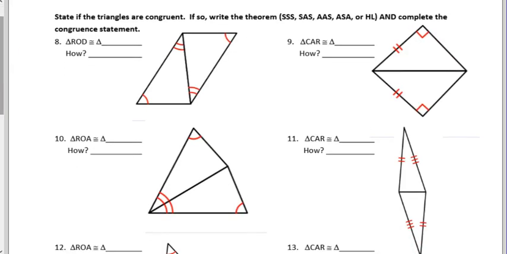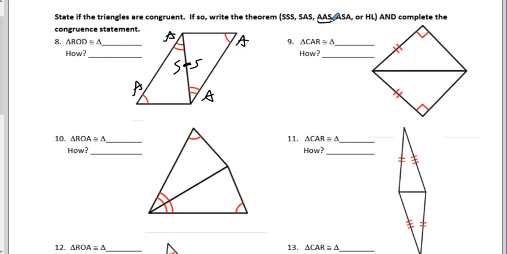State if they are congruent. If so, write the theorem and complete the congruent statement. All right. So, first off, always mark what you can mark. This line is equal to itself. Now label. We have an angle here, we have an angle here, and we have a side. Same order. Angle, angle, side. Is that a rule we have? Sure is.